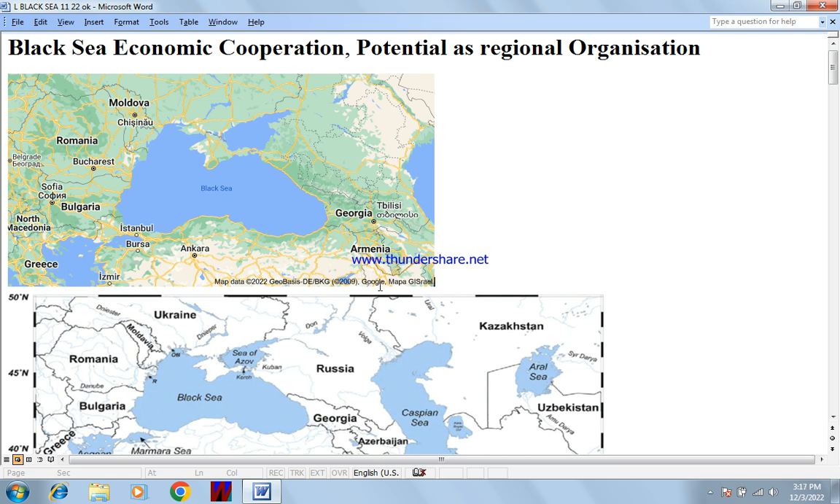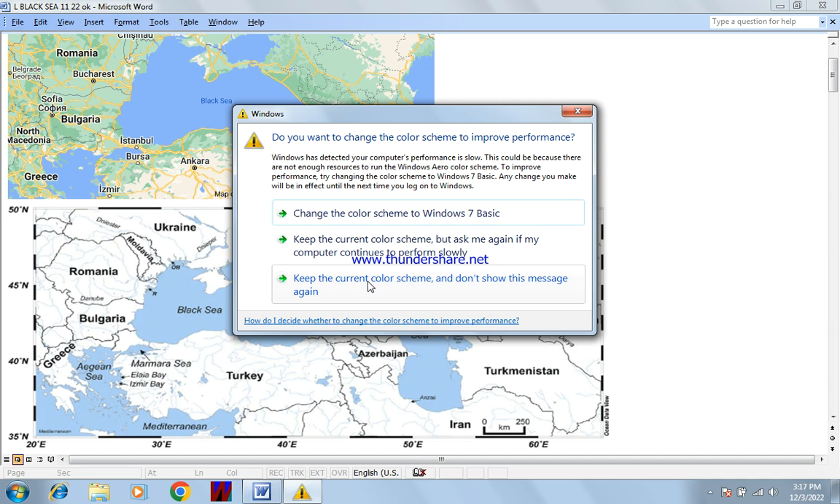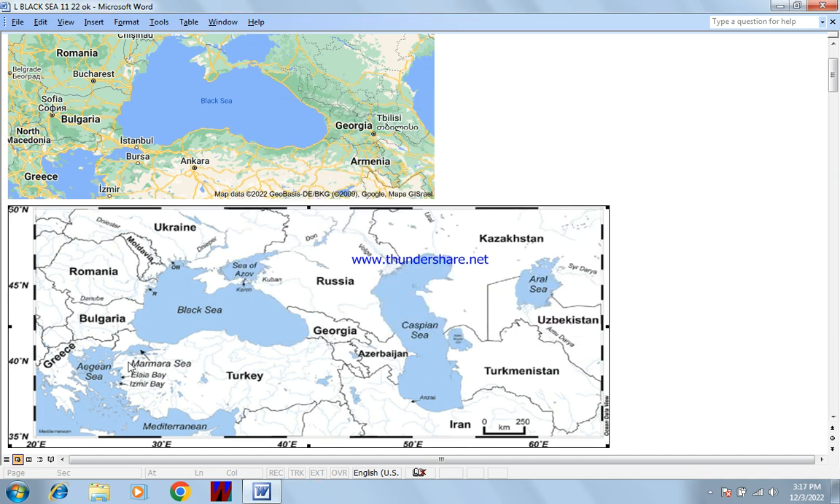Below this area, this is Iran. This is Turkmenistan. This is Turkey. This is Bulgaria. This is Europe. This is Romania. This is Moldova. This is Ukraine. And this is Russia. This is Sea of Azov. This is Crimea Peninsula, and these are the borders of Black Sea in economic cooperation or regional cooperation of these countries.